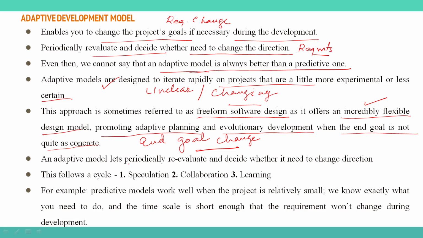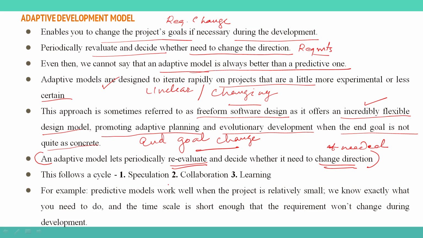The adaptive model lets you periodically check whether it needs to change direction. I have written this purposefully, because the major objective of the adaptive model is re-evaluation and change of direction if needed. If required, we should be able to bring in a change of direction, that is, modification.